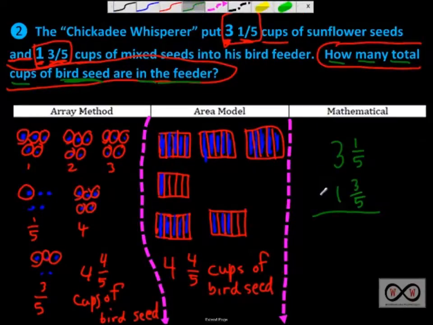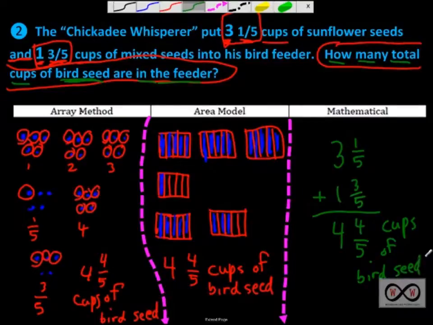All right, so we're going to add 3 1/5 plus 1 3/5. And like I said before, when you're adding fractions with like denominators, you can simply add those numerators. So 1 plus 3 would be 4, 4/5, and add up the whole numbers. We've got some in the ones place here. We've got 3 plus 1 would be 4. And again, we've got cups of birdseed. And there you have it.